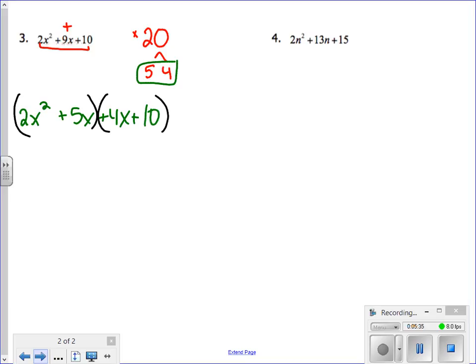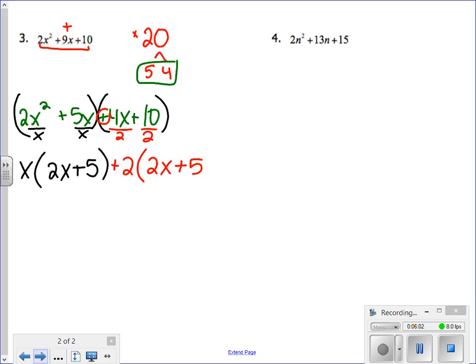Between 2x squared and 5x, they both have an x in common. So I divide by x from both terms, and I'm left with 2x plus 5. When I look between 4x and 10, they have to have a positive GCF here, which ends up being positive 2. I'm going to divide 4x plus 10 each by 2, which gives me 2x plus 5. Again, that's a really good thing to have happen because in my parentheses are both 2x plus 5.